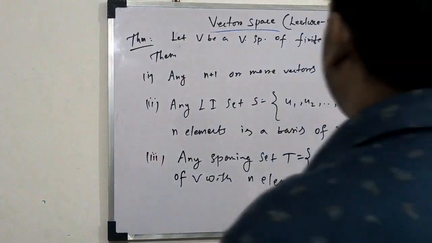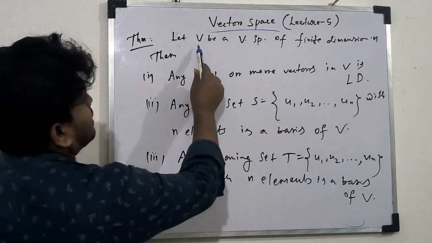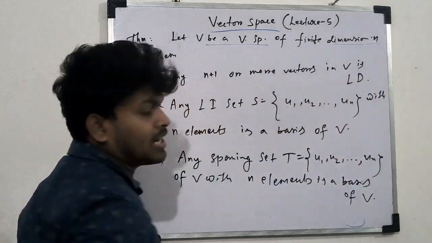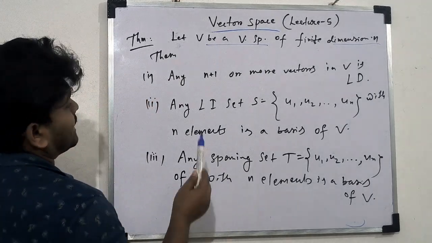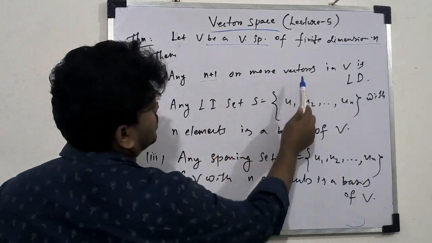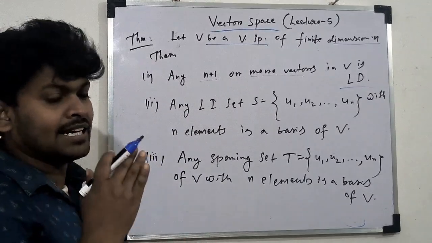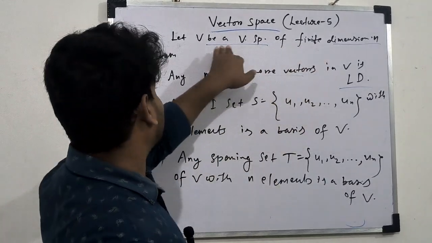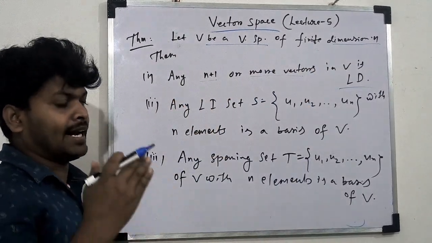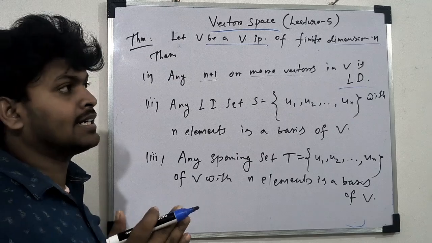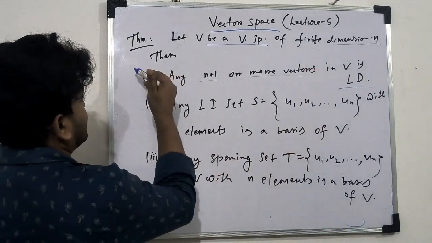Now we discuss one theorem which is related to basis. This is a very important theorem. Let V be a vector space of finite dimension n. If the dimension n is given, that is, it is finite dimensional, then any n plus 1 or more vectors in V are linearly dependent. Basis is a linearly independent set. As this vector space is n dimensional, a maximum of n vectors can be linearly independent. More than n vectors in V will be linearly dependent. So this statement is that.